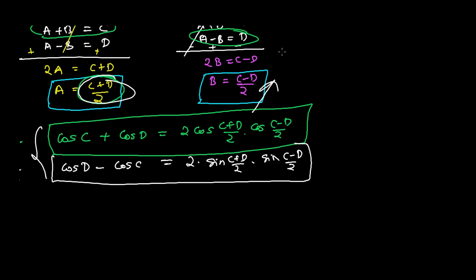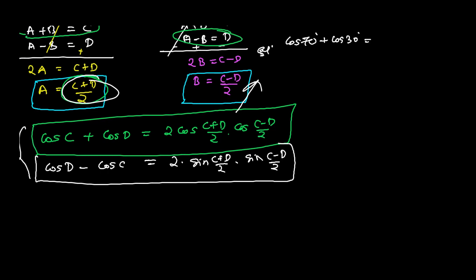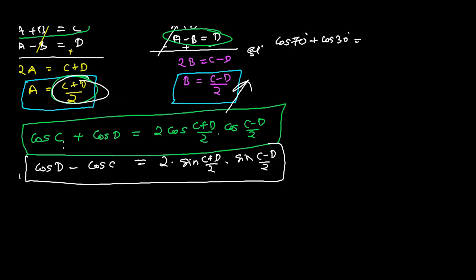For example, a simple example I'm taking here. If I have a function, let's say cosine of 70 degree plus cosine of 30 degree, and I need to convert this sum form into the product form, then I'll compare with cosine c plus cosine d, which is twice of cosine of c plus d by 2, so 70 plus 30, 100 divided by 2, that is 50 degree, and then times cosine of c minus d by 2, so 70 minus 30 is 40, divided by 2, that is cos 20 degree. This is how I converted the sum form of the cosine function into the product form.